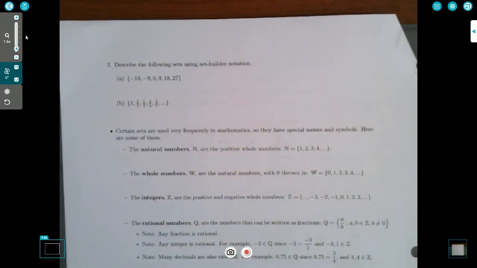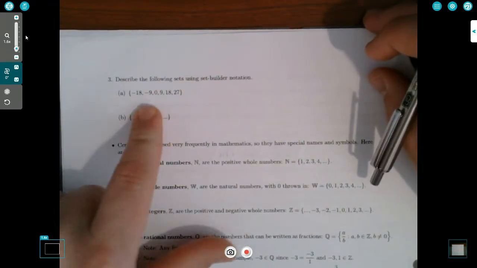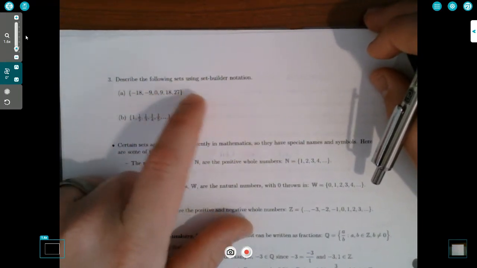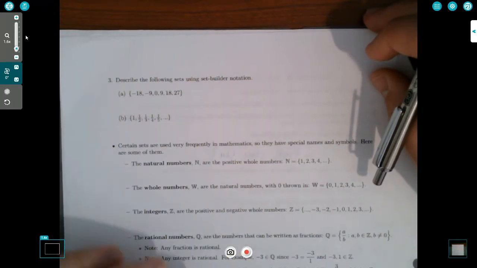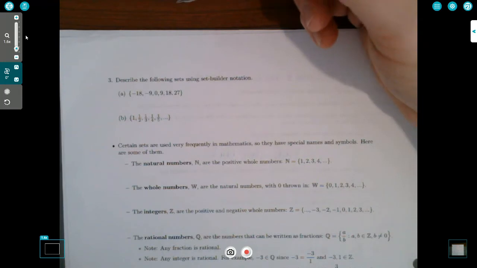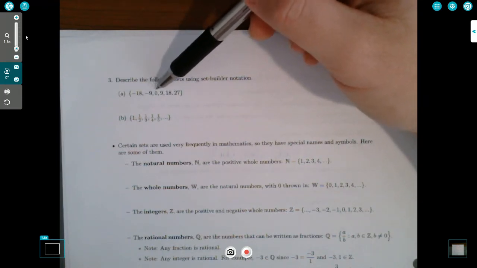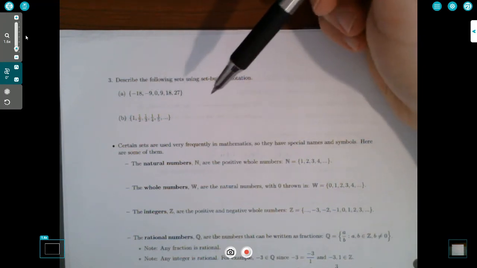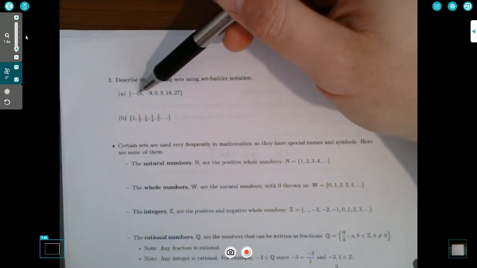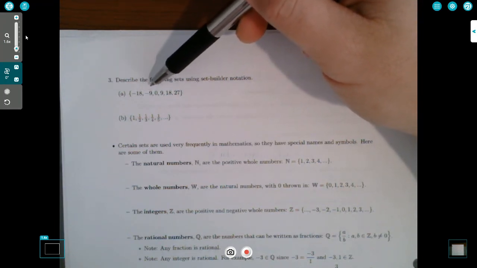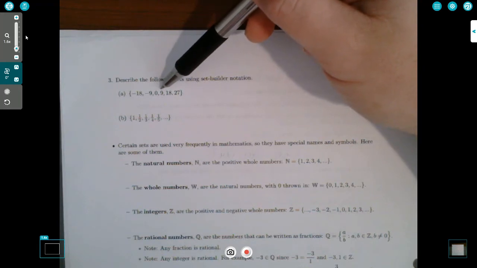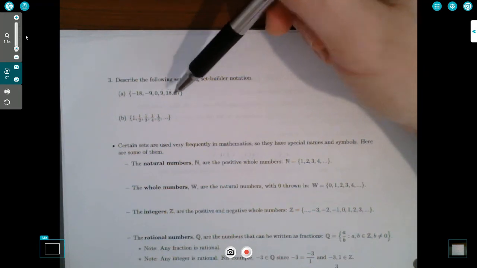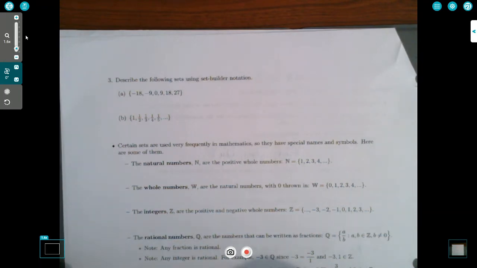We can also work backwards. So instead of being given the set builder notation and being asked for the roster, we could be given the roster and be asked to describe that roster in set builder notation. So if I'm looking at this one, oh wow, -18, -9, 0, 9, 18, 27. What I notice about all of these numbers is that they're divisible by 9, right? They're all multiples of 9. This is 9 times -2. This is 9 times -1, 9 times 0, 9 times 1, 9 times 2, 9 times 3. So they're all 9 times something.